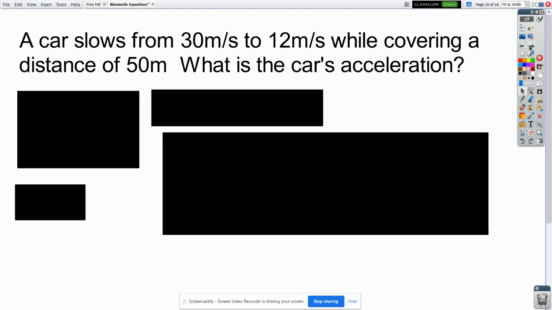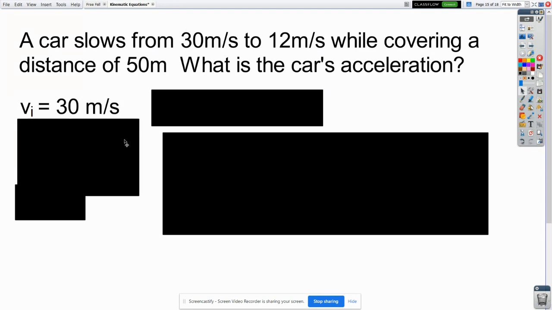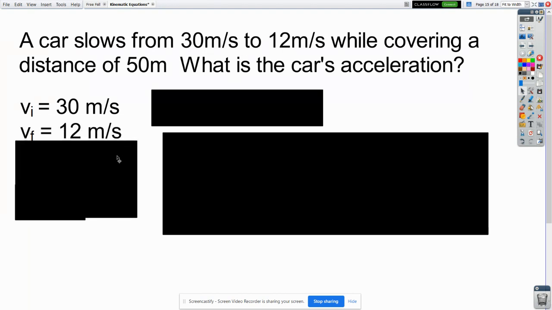All right. Let's take a look at some issues, some times when we end up having to deal with negative numbers, because they will pop up. There will be some negative numbers that show up, and again, you got to remember negative just means direction. A car slows from 30, from is where we start, so that's VI, to 12, to tells you where you end, VF, while covering a distance of 50 meters.